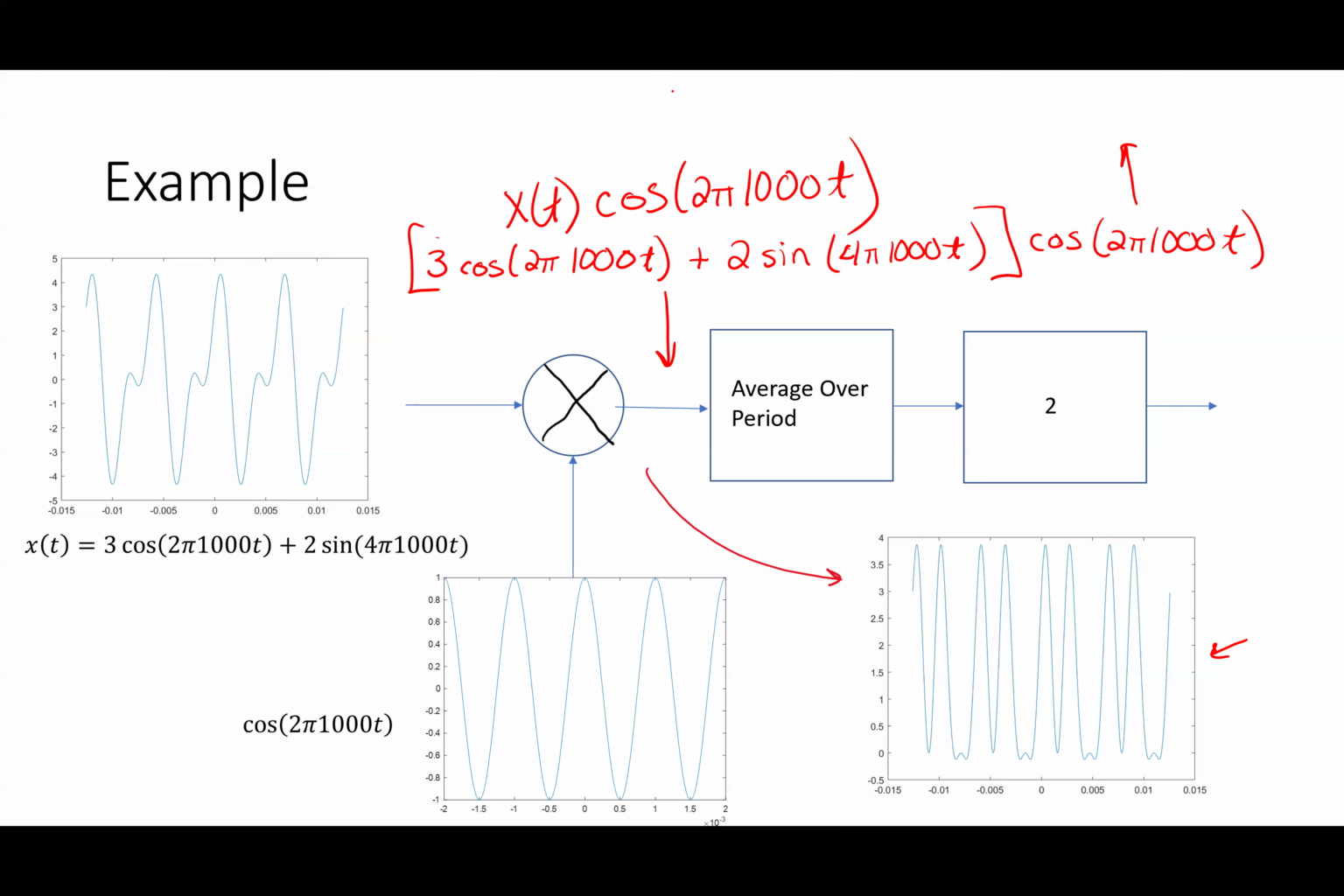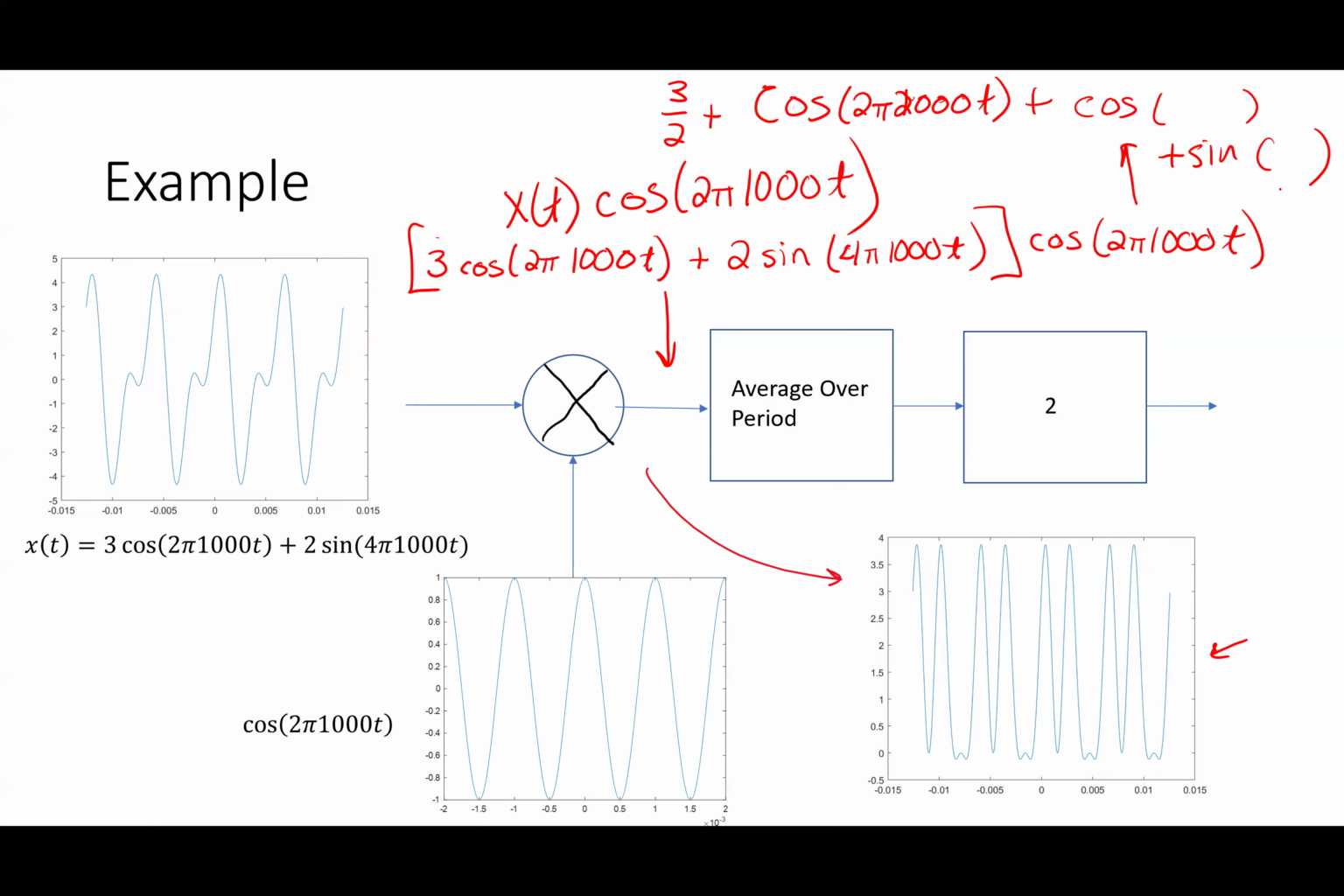3/2 plus a cosine 2 pi 2000t plus some other cosines and sines, all right? Let's put it that way. I don't really care what they are. I'm going to have a constant value plus a bunch of cosines and sines.